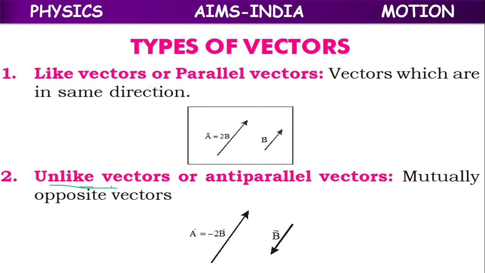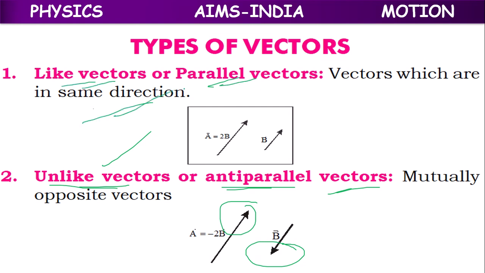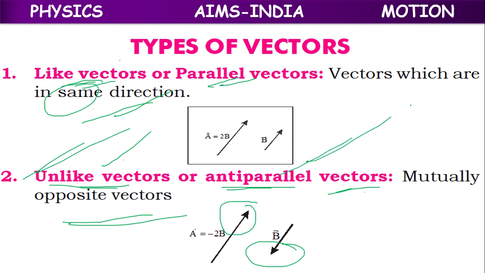Next, the second type, unlike vectors or anti-parallel vectors. These are opposite vectors, which are not pointing in the same direction. Not pointing in the same direction means pointing in opposite directions. Pointing in opposite directions, they are called unlike vectors or anti-parallel vectors.